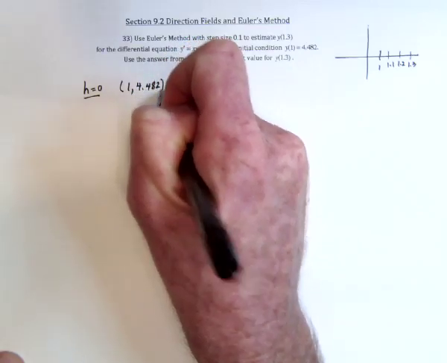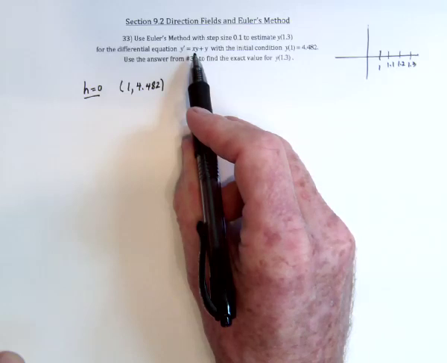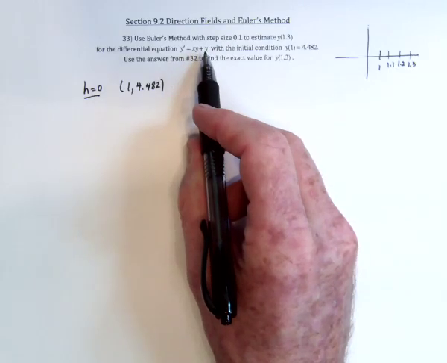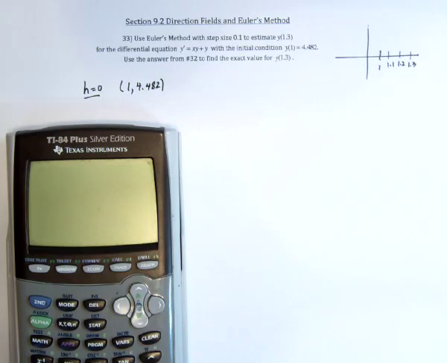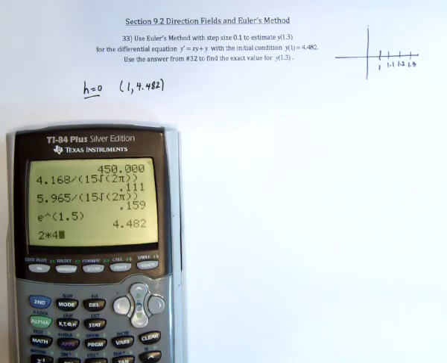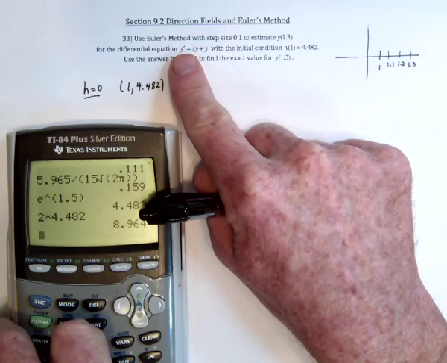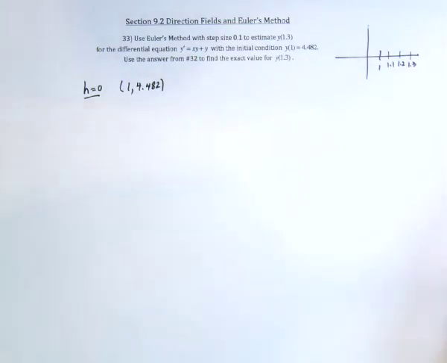4.482. Now substitute the 1 for x and the 4.482 for y, and we would have 1 times 4.482 plus another 4.482. So in other words, we've got two of them that are 4.482. So that means that y prime is equal to, in other words, the slope is equal to 8.964.